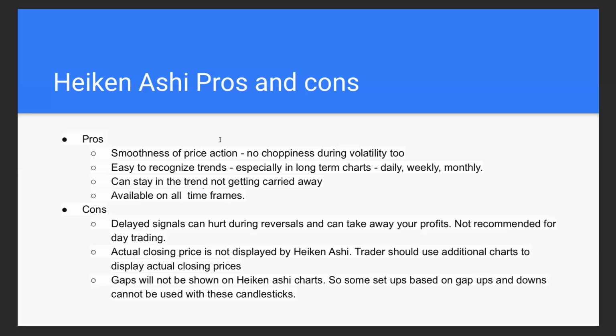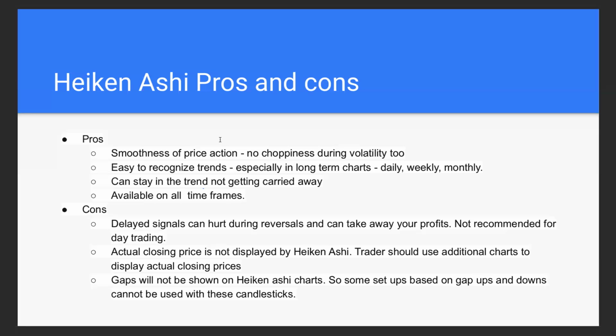Then the cons: delayed signals can hurt during reversals and can take away your profits. For example, if you are running on a huge profit and then you see, hey, this is going down, by the time the actual reversal comes in, you will be losing so much of your profits. So you cannot use this to take your profits, right? Basically, you want to chip away your profits using the regular charts and other technical indicators, okay?